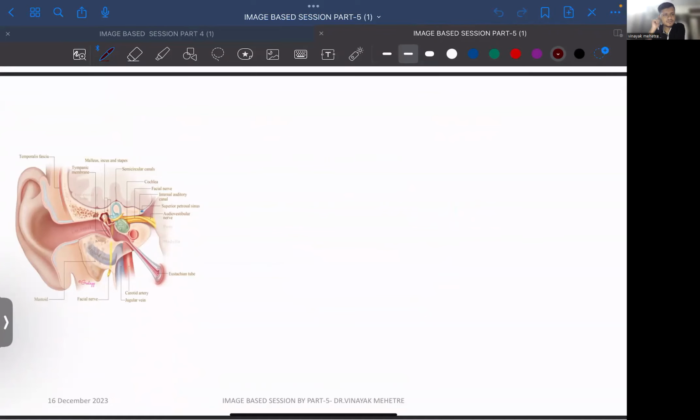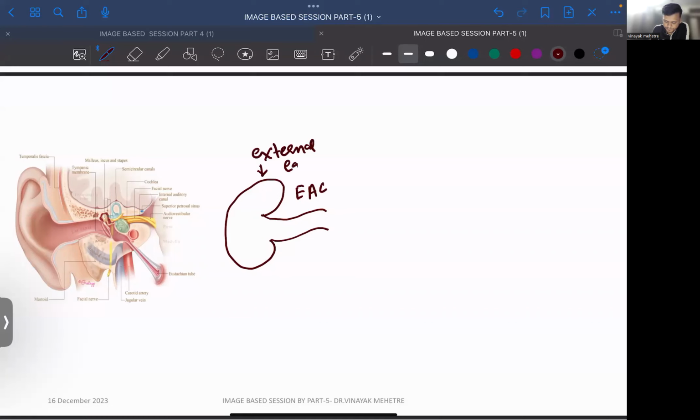What do we have on the outer side of the ear? Yes, it is the pinna. The pinna is followed by an S-shaped structure. What is it? The external auditory canal. This is our external ear.